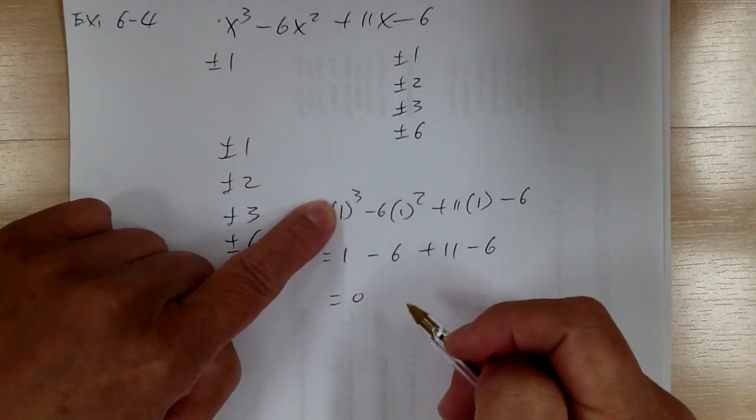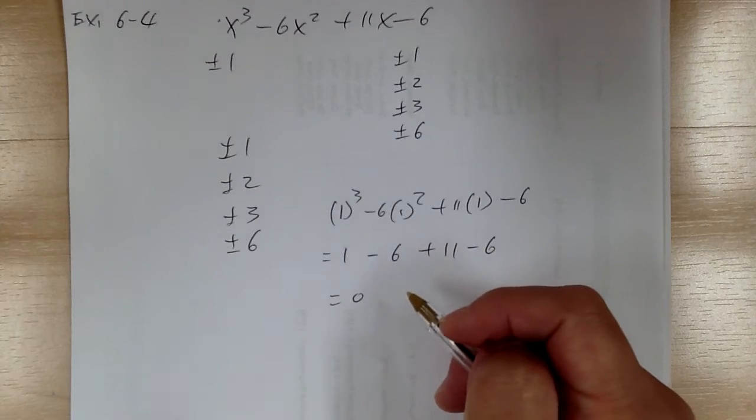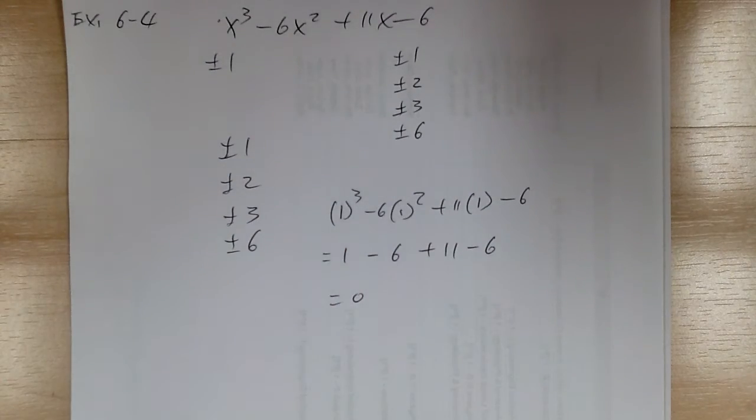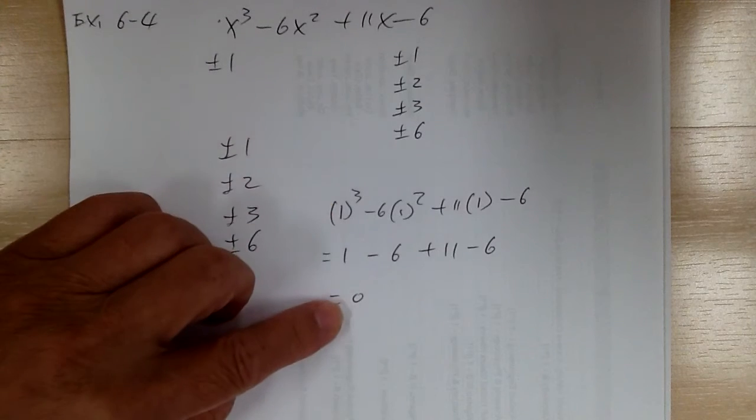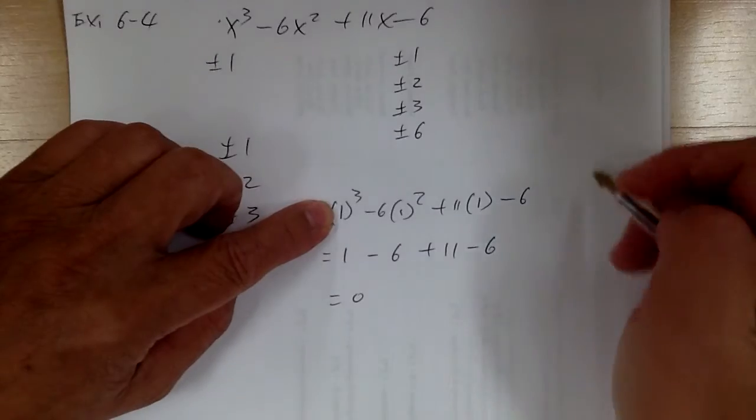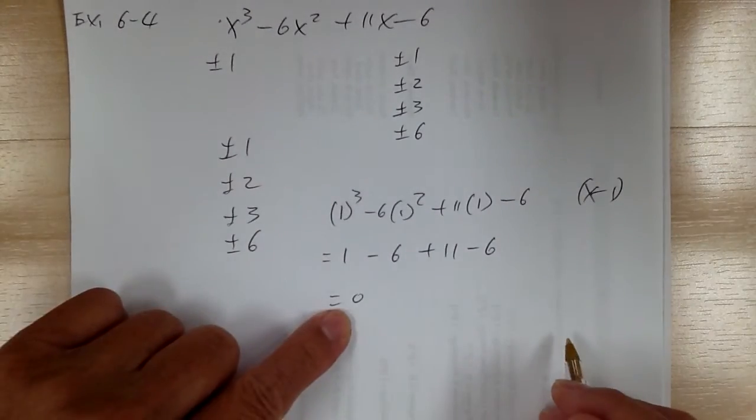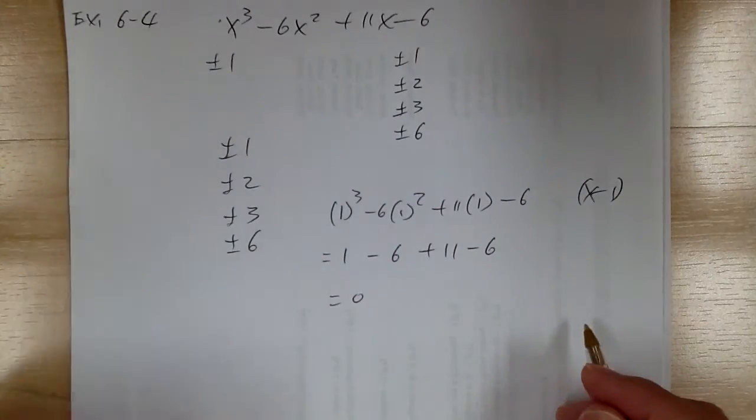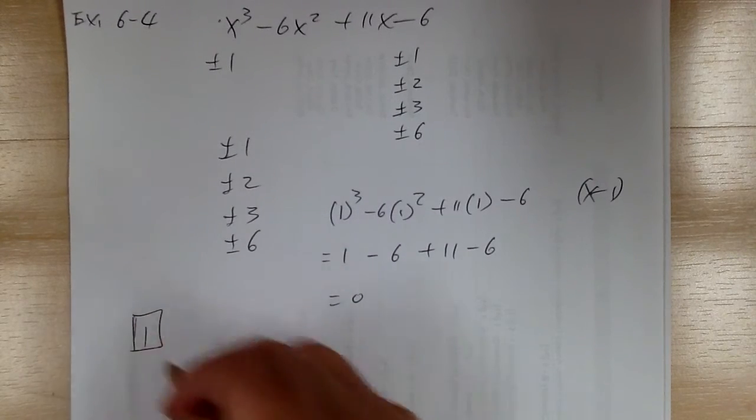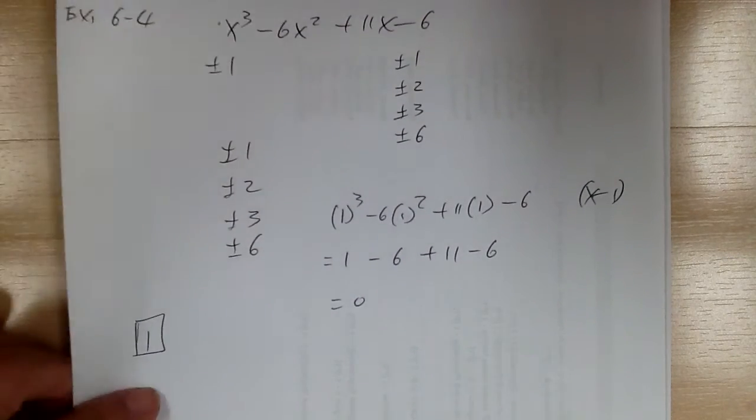When the value you substitute gives 0, remember, that means the remainder equals 0. Substitution and remainder are interchangeable. That means when you divide by x minus 1, you get a remainder of 0, so x minus 1 is a factor, or 1 is a root. So 1 is one of your answers, and you can check all of the others too.